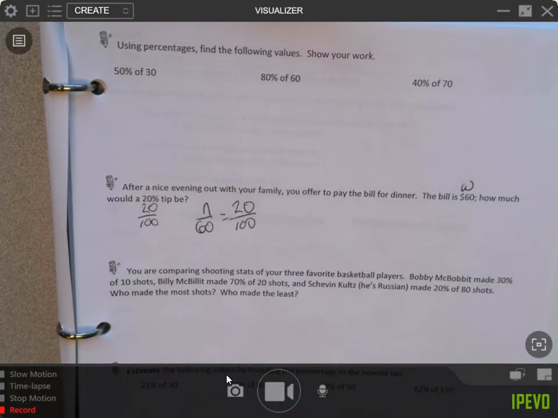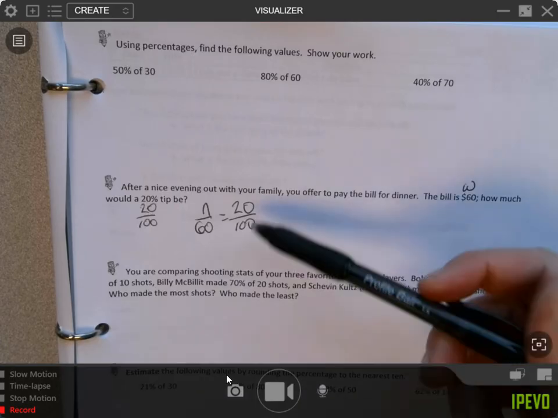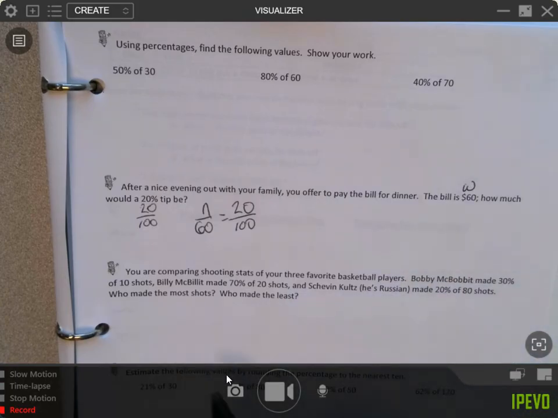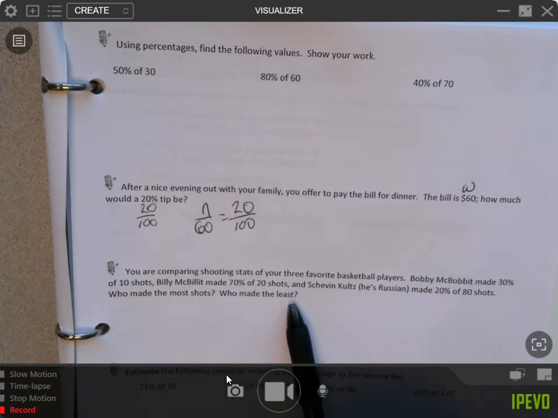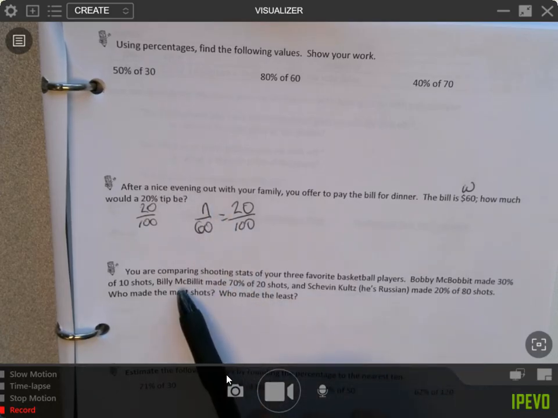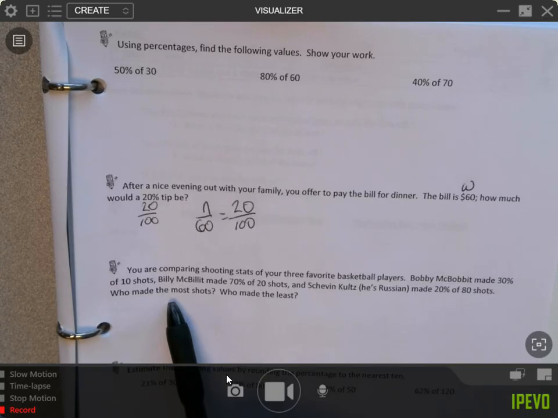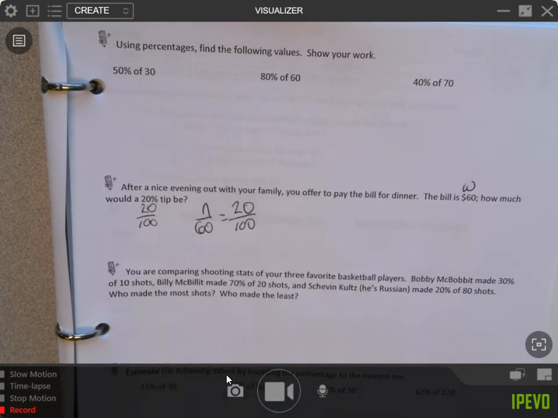And then you're going to do that same math that we've been doing. Okay? So don't be scared by the words. Find that whole number, find the percent to turn into a fraction, do the same math. But then sometimes we'll have different questions. Who made the most shots? Who made the least? So in this one, you're doing this math for Billy McBillet, Bobby McBobbit, Shovin Colts. You're finding out how many shots they all make. So you're doing that for each of those players. And then you're telling me who made the least and who made the most. It's nothing new. It's the same math we've been doing. We just have to take it a step further to answer the questions. So make sure you're doing the correct math and you're answering the question that's being asked.